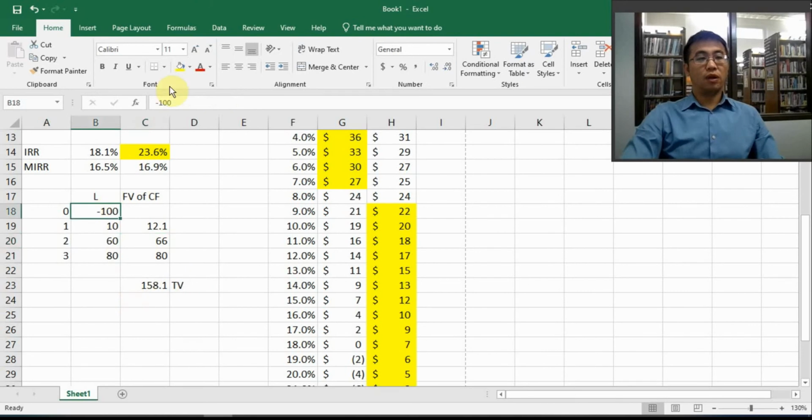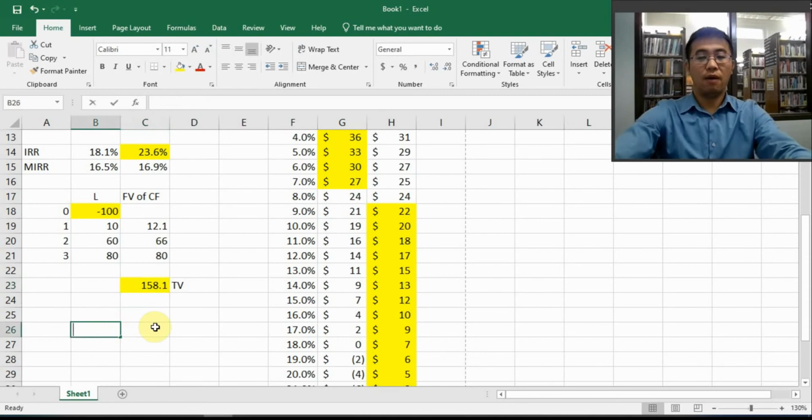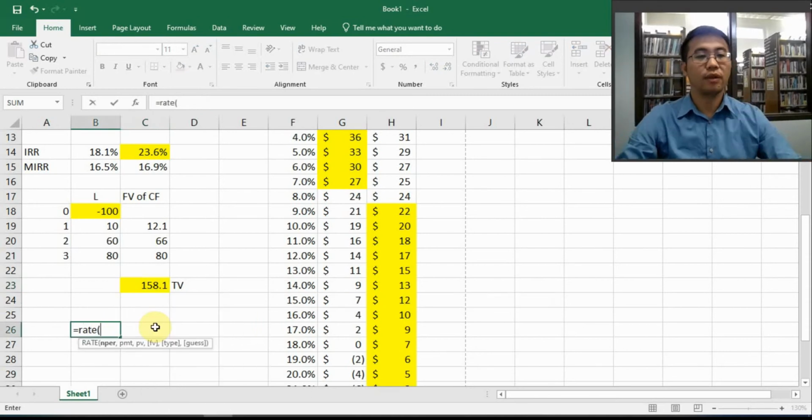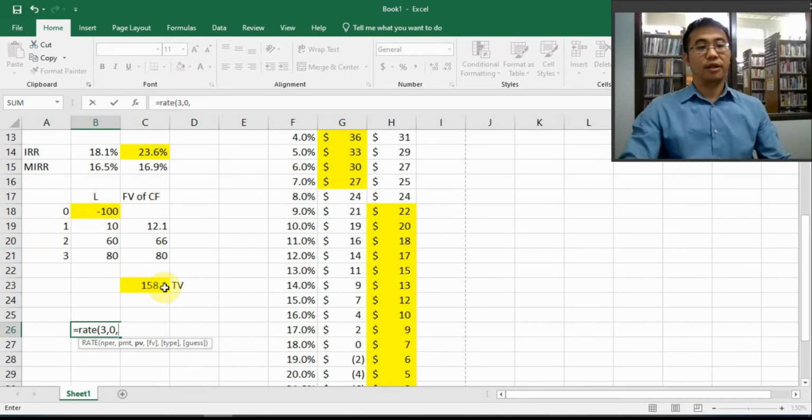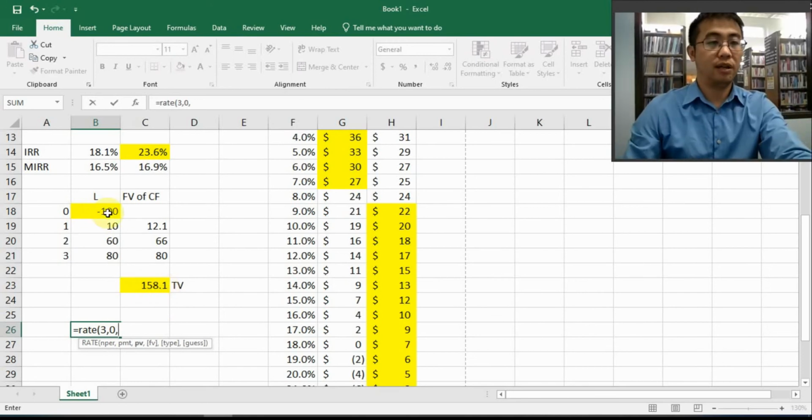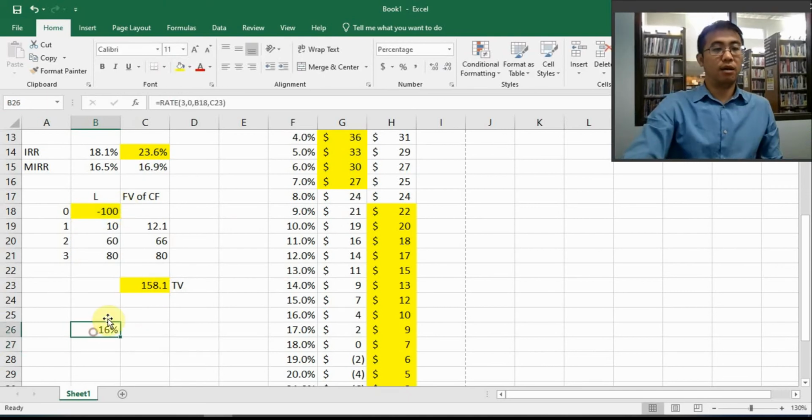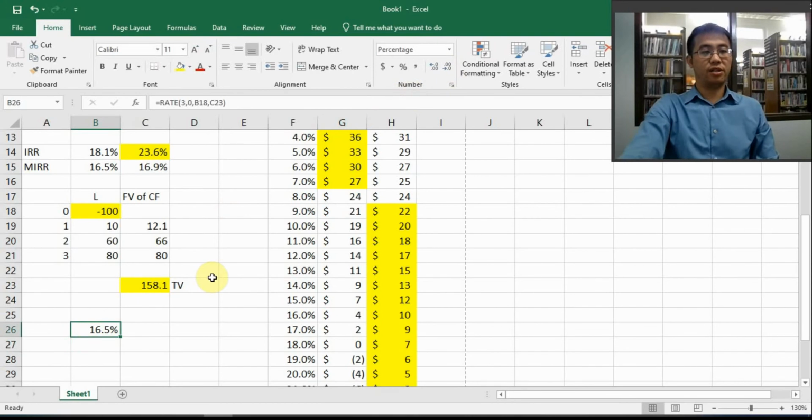And then I will see what would be my annual return from this $100 investment to $158 terminal value. So what would that be? I will use the RATE function. I have 3 years, and the payment is 0. I'm only looking at 2 values, negative 100 and a positive 158. The present value would be negative 100, future value would be 158. And then this is my modified IRR. Okay, it's 16.5%.